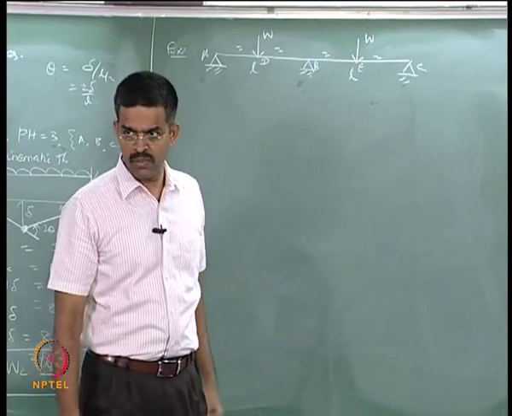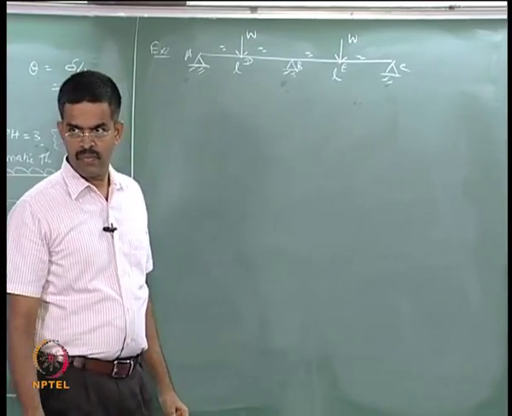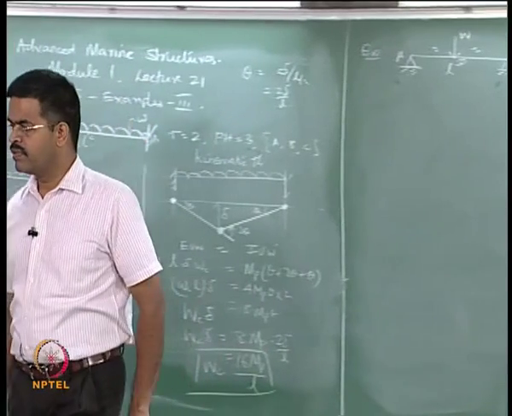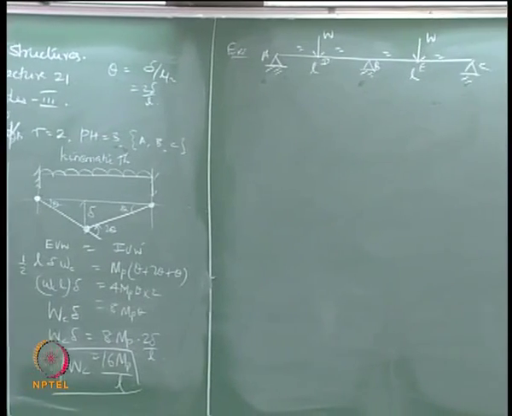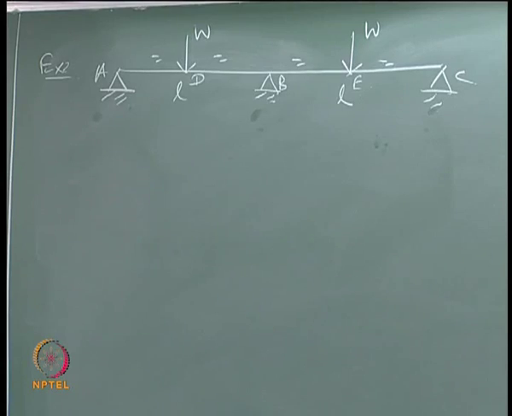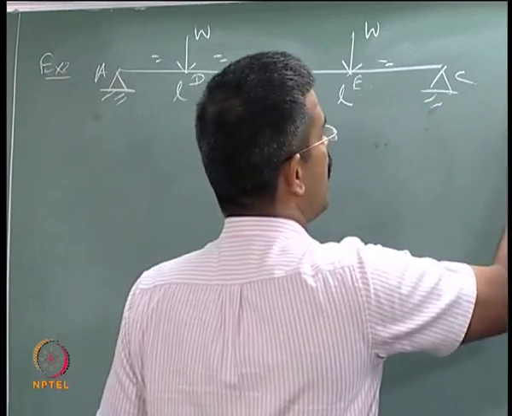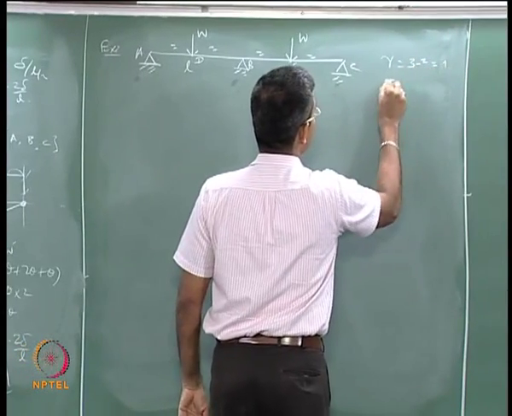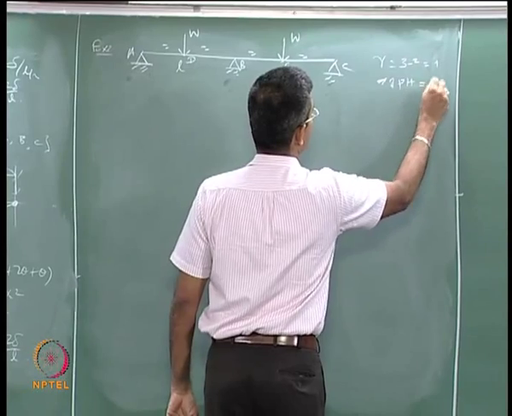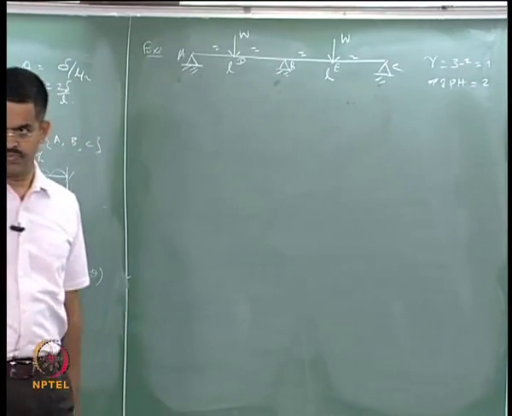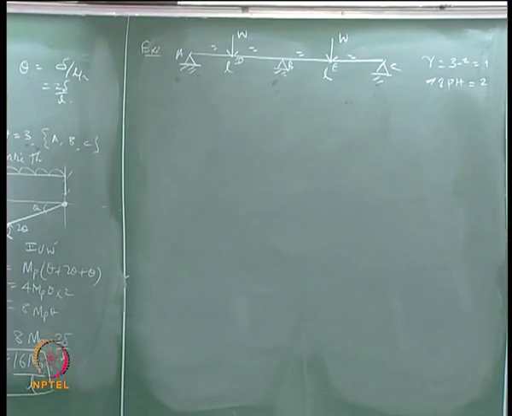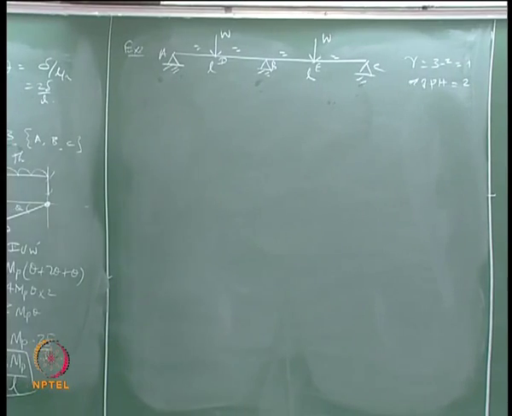What is R in this case? R will be 3 minus 2, which is 1. So, the number of plastic hinges required will be only 2, where they will form.